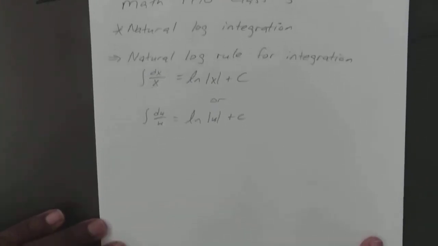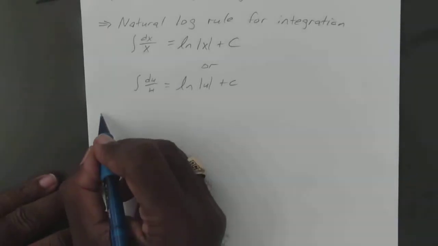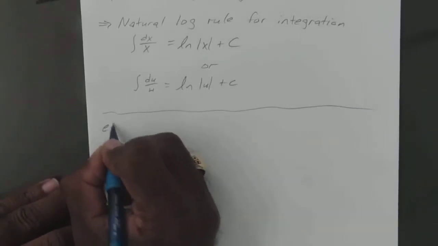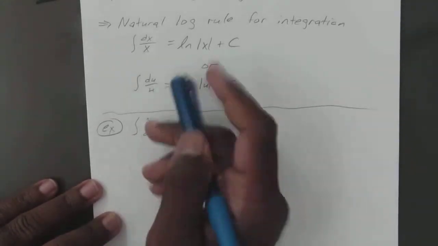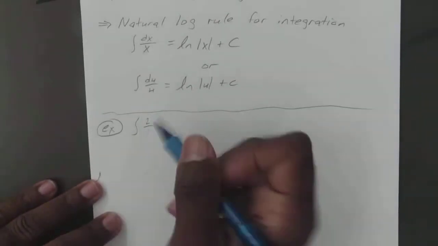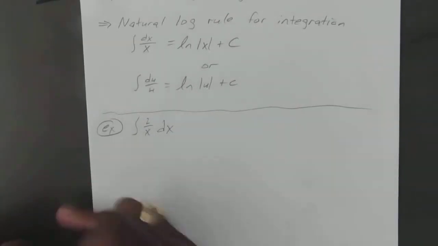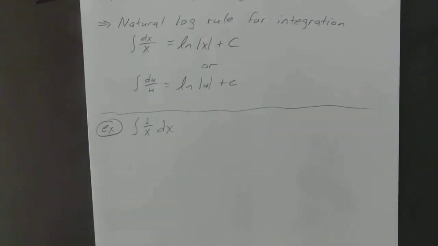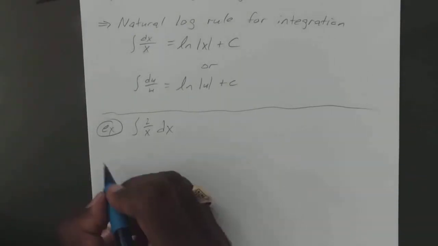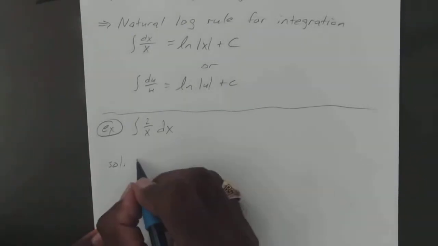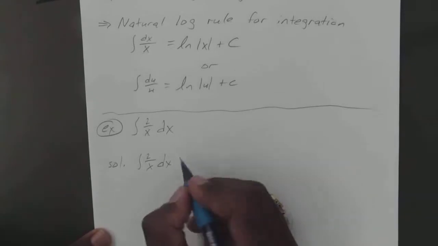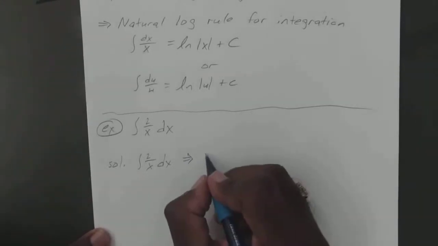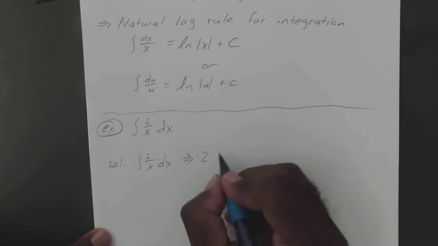All right, so let's say, for example, if you wanted to integrate 2 over x dx. The one thing about this one is you're going to actually move the dx to the numerator, and it works just fine. So you have the integral of 2 over x dx. You can just rewrite that, bring that 2 out to the front.